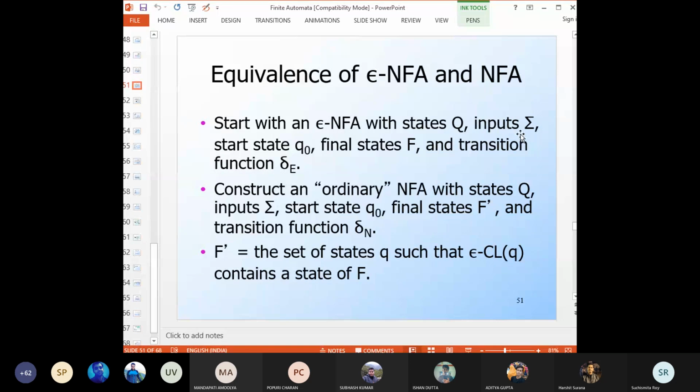Now we have seen that we are going to replace each transition to a subset by a transition to a single state. So the transition function will change, and the set of states from which, through epsilon transitions only, you can reach a final state in the original NFA, all those states will now become final states themselves.